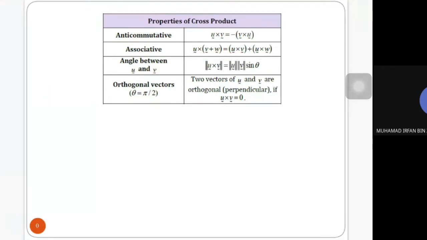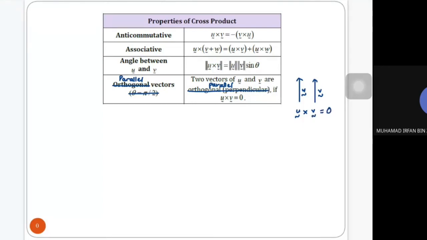For the angle between u and v, you can find the angle by finding the magnitude of the cross product. The magnitude of the cross product u cross v is equal to magnitude u times magnitude v times sine theta. And the last one, two vectors u and v, please correct this, this is parallel. If u cross v is equal to 0, then the two vectors u and v are parallel. u cross v must be equal to 0.